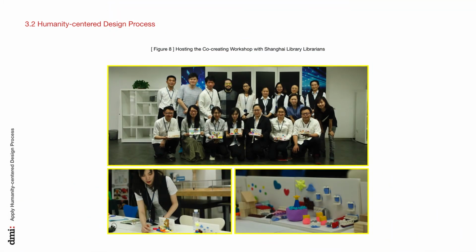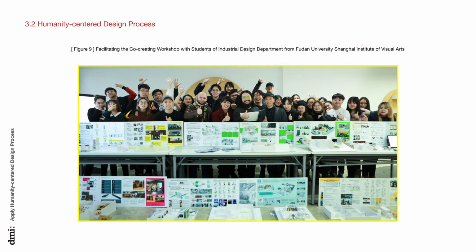In the community layer during the ideation phase, the team conducted 1 co-creation workshop with around 20 librarians who were responsible for various departments like innovation space team, digital production, digital marketing, and research team. The team also co-worked with 27 university students majoring in industrial design from Fudan University, Shanghai Institute of Visual Arts, to envision the future of the Shanghai Library Innovation Space.